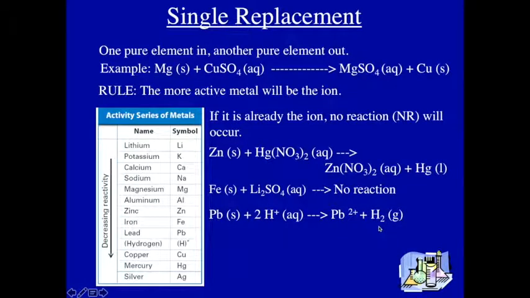As I've mentioned in class, this is exactly what happened in Flint, Michigan. The lead-containing pipes in Flint started receiving water that was more acidic. Instead of from Lake Michigan, they were getting it from the Flint River, which caused a single replacement reaction where lead 2 ion was dissolving in the water and hydrogen gas was being produced.